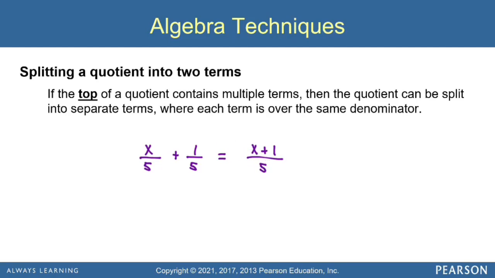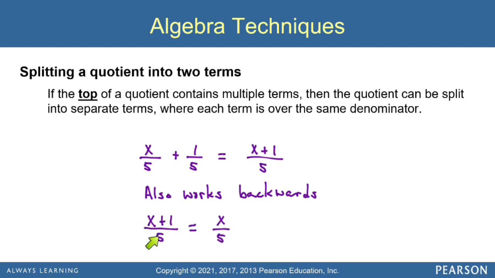But did you know that we can go the other direction as well? If we have x plus 1 over 5, we can split it back up into these two parts. Because the top of our expression contains two terms, we can split this up into two separate fractions. The first fraction would be x over 5, and then there would be a plus sign, and the next fraction would be 1 over 5. So we're going to use this to our advantage to help us simplify trig expressions.